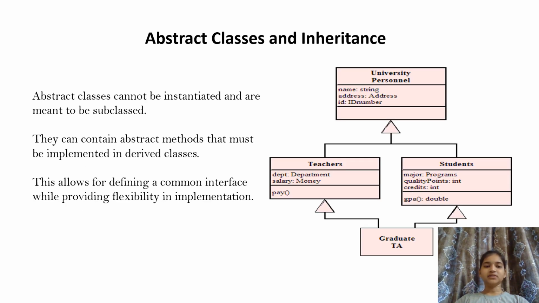Abstract classes and inheritance. Abstract classes cannot be instantiated and are meant to be subclassed. They can contain abstract methods that must be implemented in derived classes. This allows for defining a common interface while providing flexibility in the implementation. Here is one example with university, teachers, students, and graduates.